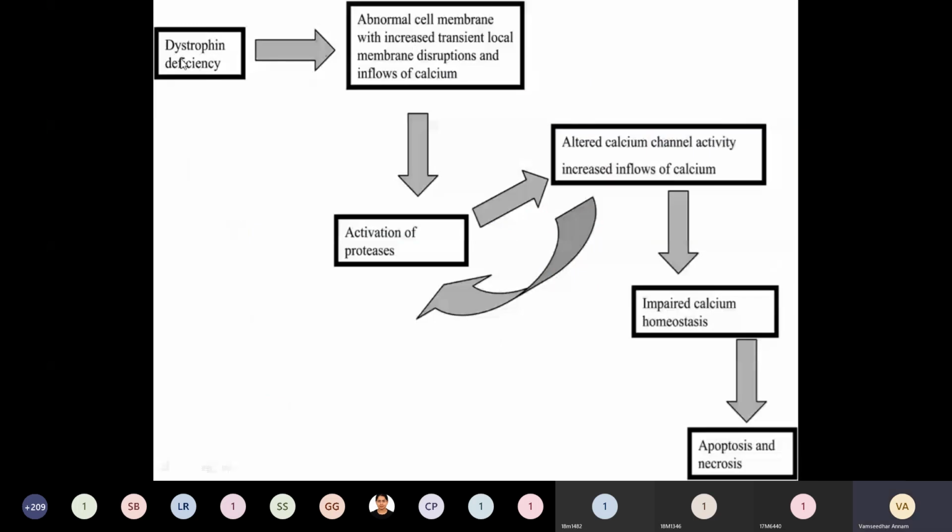Whenever there is dystrophin deficiency, there is an abnormal cell membrane with increased transient local membrane disruptions and inflow of calcium. Because calcium is released, activation of proteases occurs, with altered calcium channel activity, which increases the flow of calcium. So impaired calcium homeostasis occurs, resulting in apoptosis and necrosis.